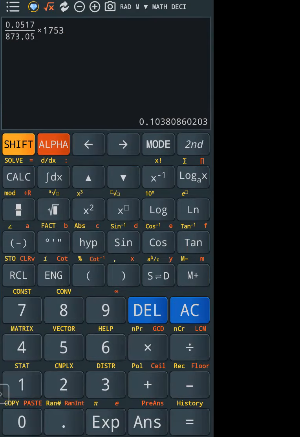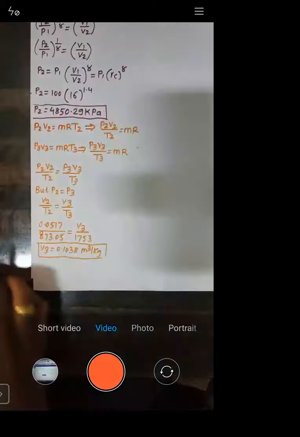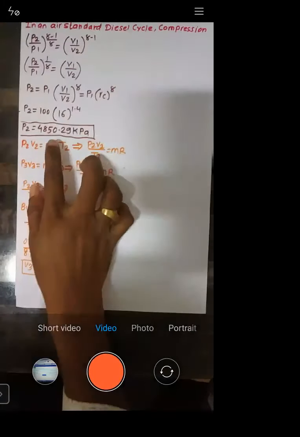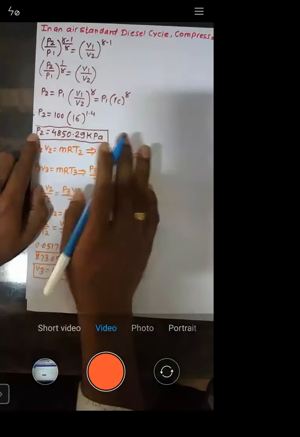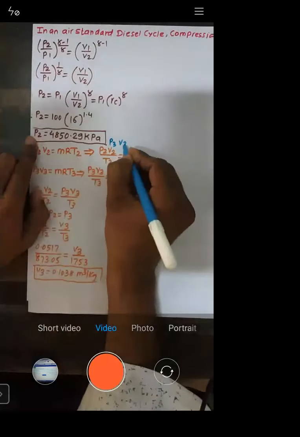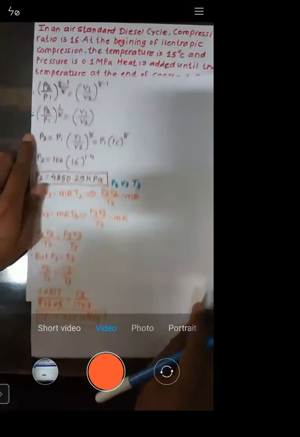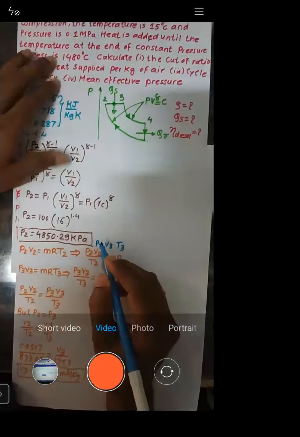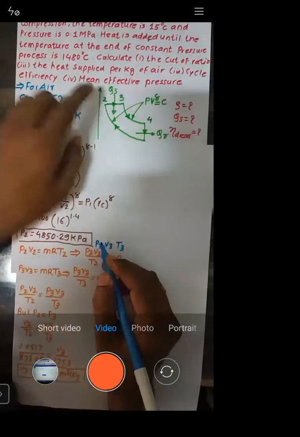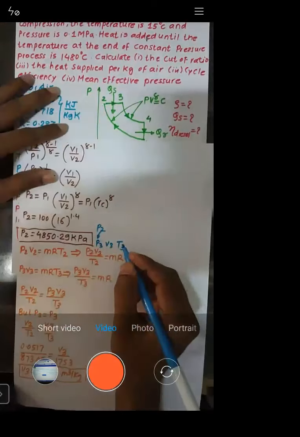Okay, all of you try to understand. If you want, I will just recap that. See here, once we have finished with P2, that means at point number 2 we have finished everything, right? Now let us calculate P3, V3, and T3. What is P3? P3 is same as P2. I'll just write down: this P3 is nothing but P2.